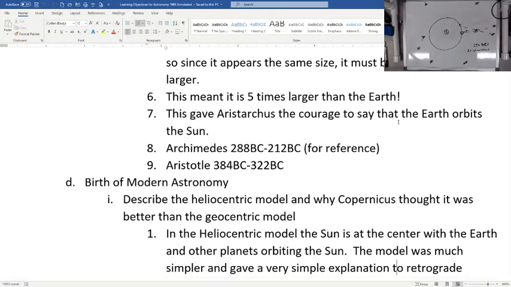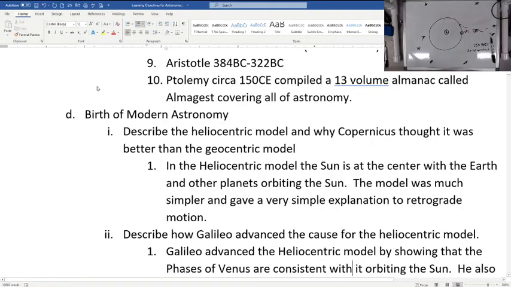And then at the end of the Greek Empire, or at least the golden era of the Greek Empire, Ptolemy, around 150 AD, compiled a 13-volume almanac called Almagest, covering all of astronomy, in which he detailed these models, the Earth-centered model, and how to locate the positions of things. You can imagine it must have been very complicated, because it was all these deferents and epicycles that don't exactly reflect reality.